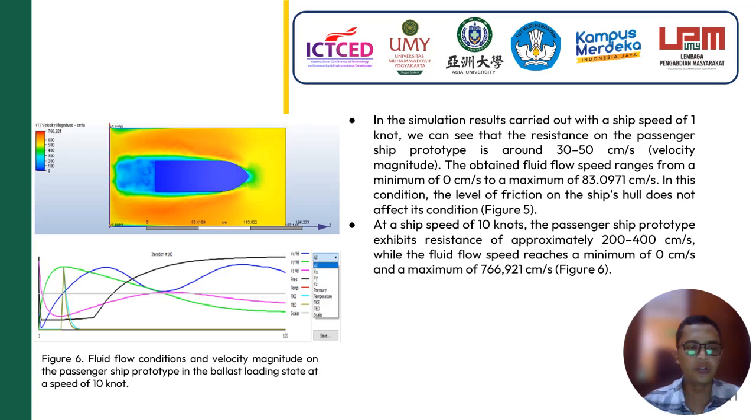And then in figure 6, on the left, at the speed of 10 knots, the passenger ship's prototype exhibits resistance of approximately 200 to 400 centimeters per second, while the fluid flow speed reached a minimum of 0 and a maximum of 766.921 centimeters per second.